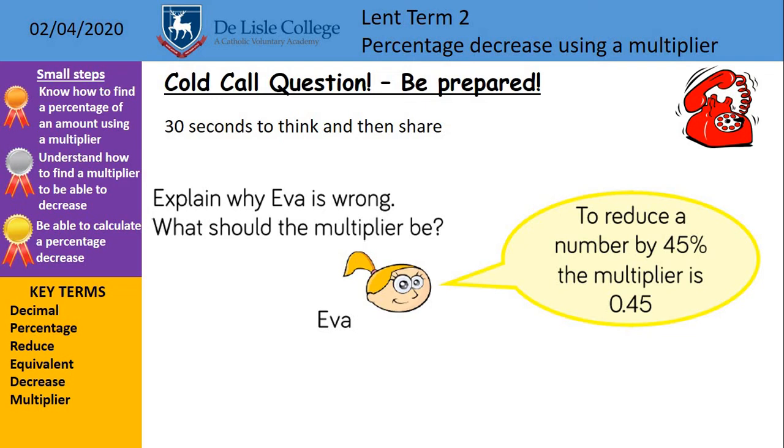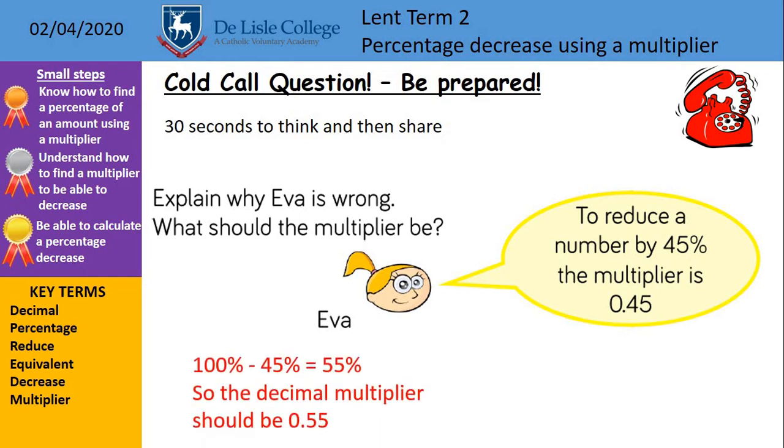The decimal multiplier of 0.45 would be if we actually want to work out 45% of an amount. We want to reduce it by 45. So we start with the original 100%. We subtract off 45%, so we would actually be wanting to find 55% of the original amount. So the decimal multiplier should have been 0.55.